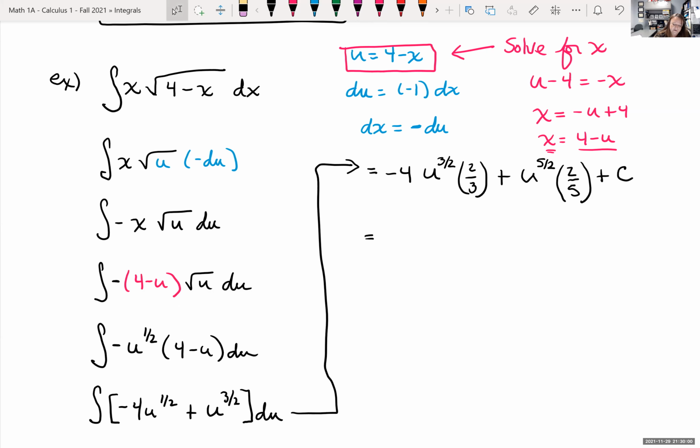Okay, so just cleaning it up, negative 4 times 2/3, that's negative 8/3. This is the same thing as the square root of u cubed, but u is 4 minus x. So 4 minus x cubed, plus 2/5 u to the 5/2. So the square root of u to the 5th, but u is 4 minus x. And that's raised to the 5th.